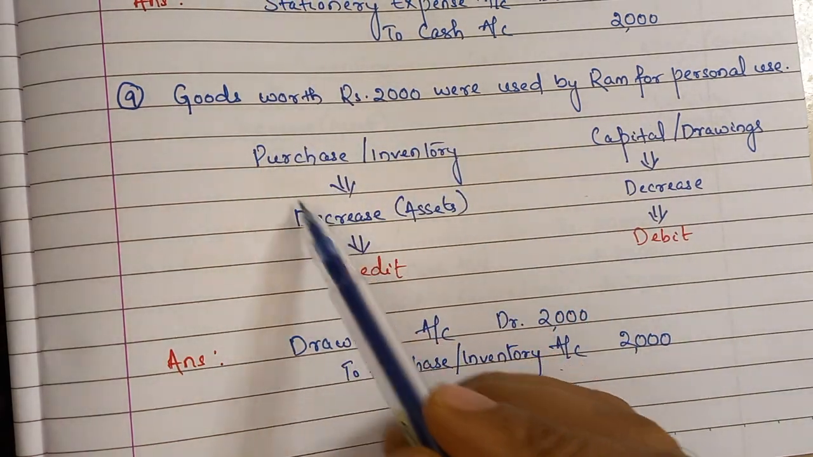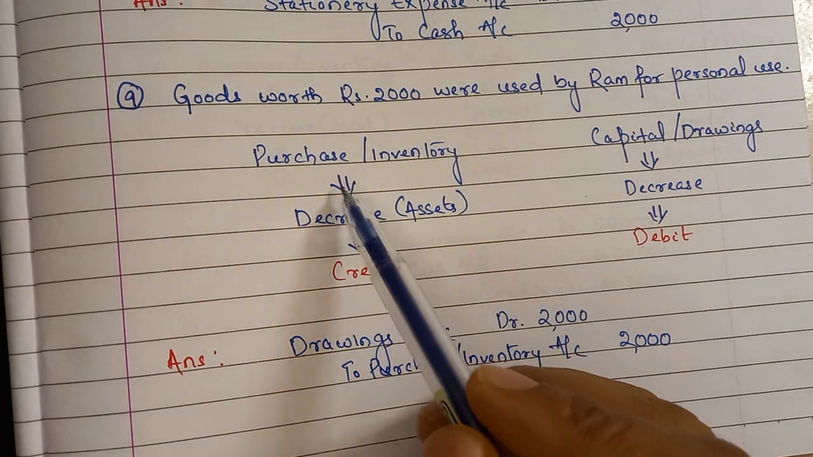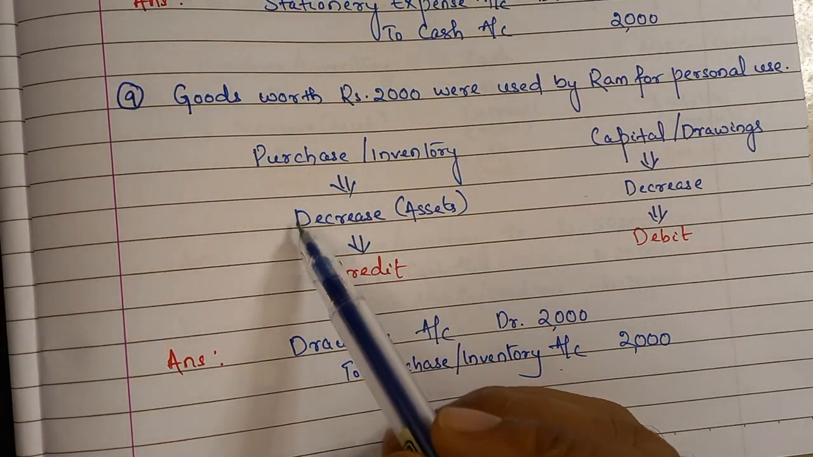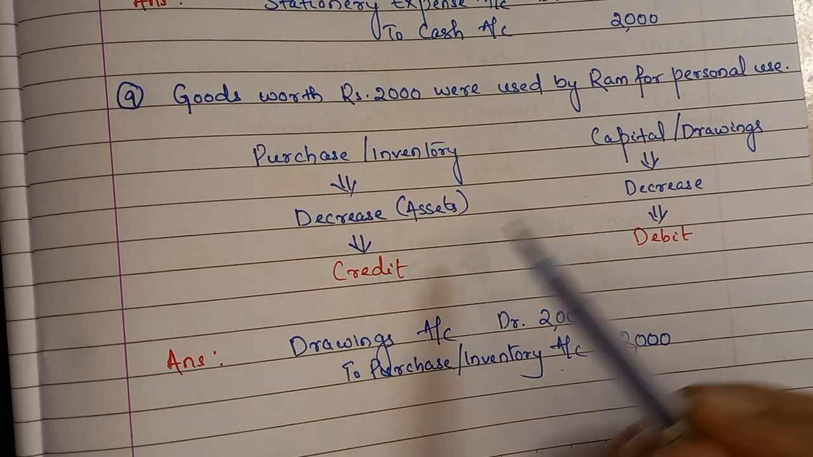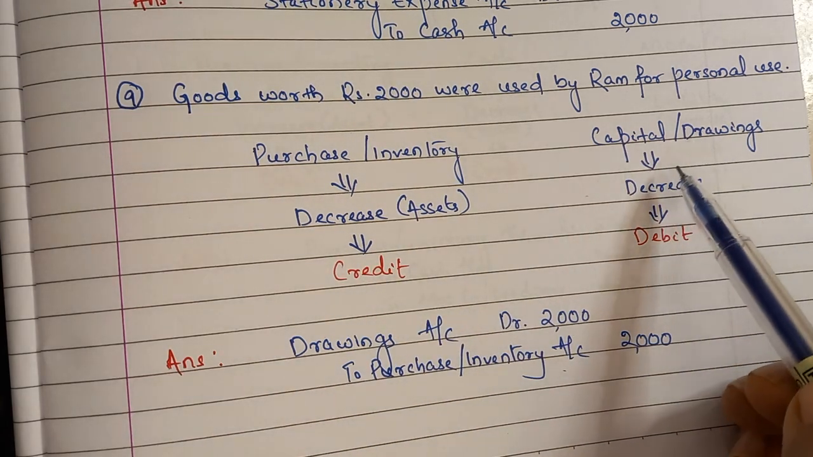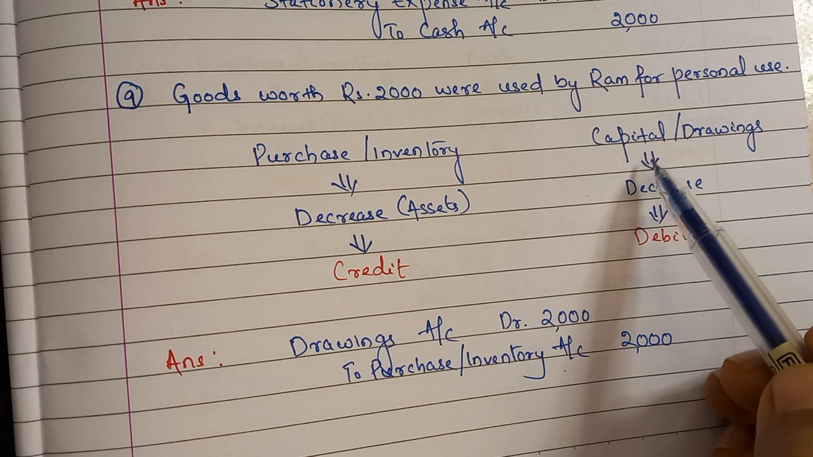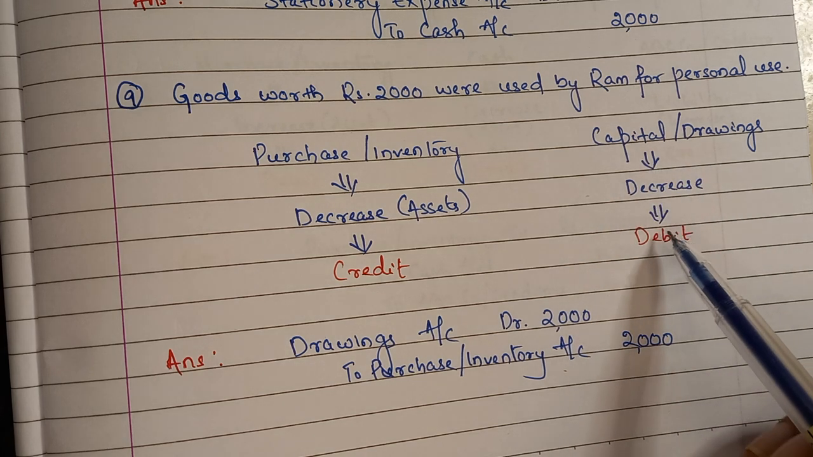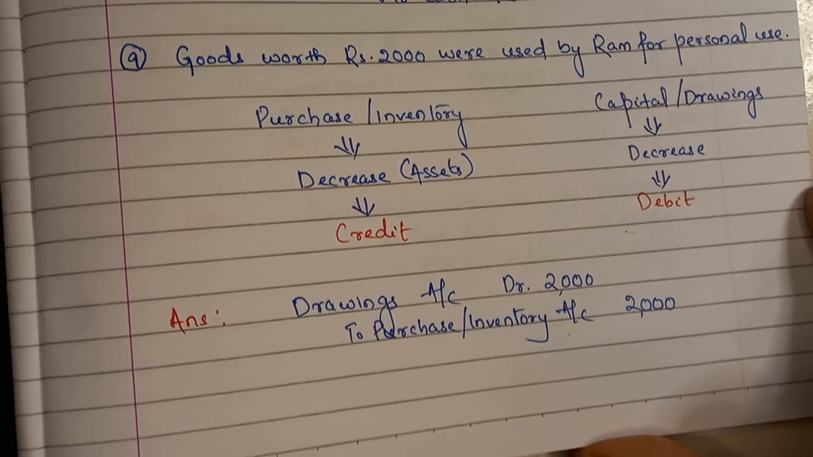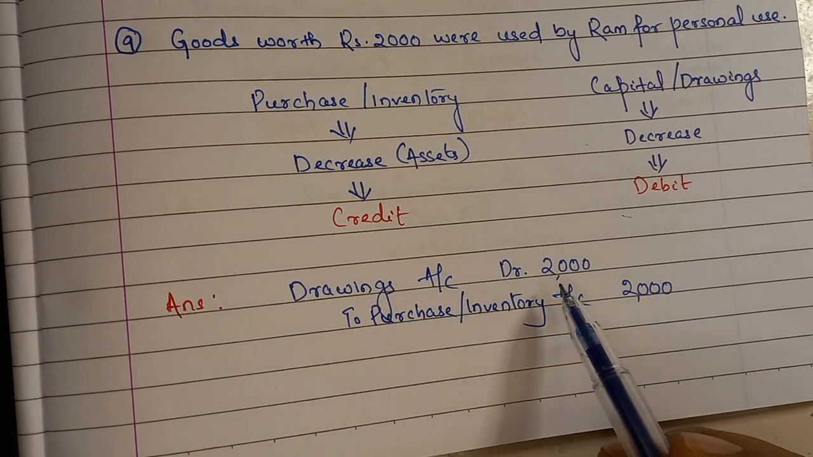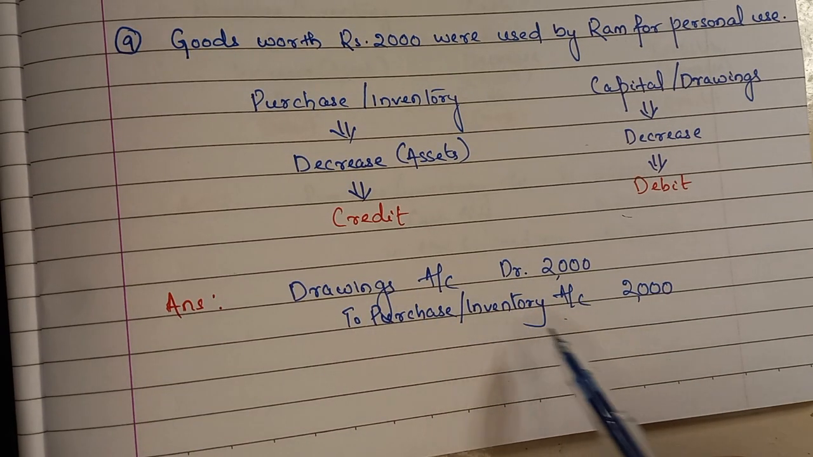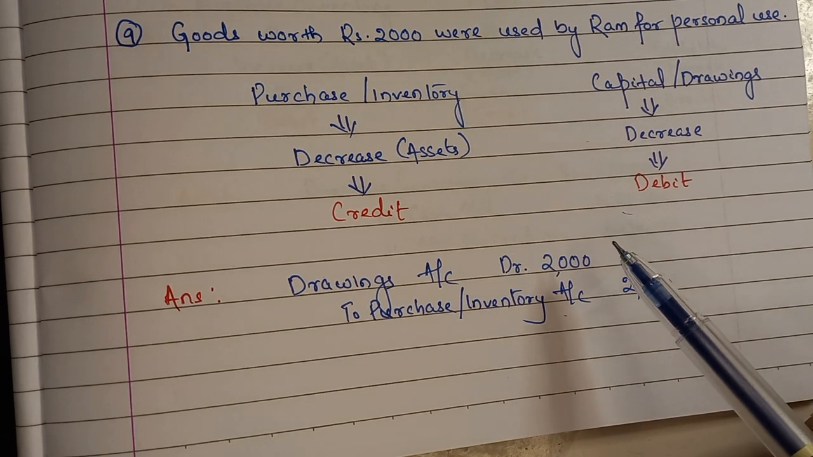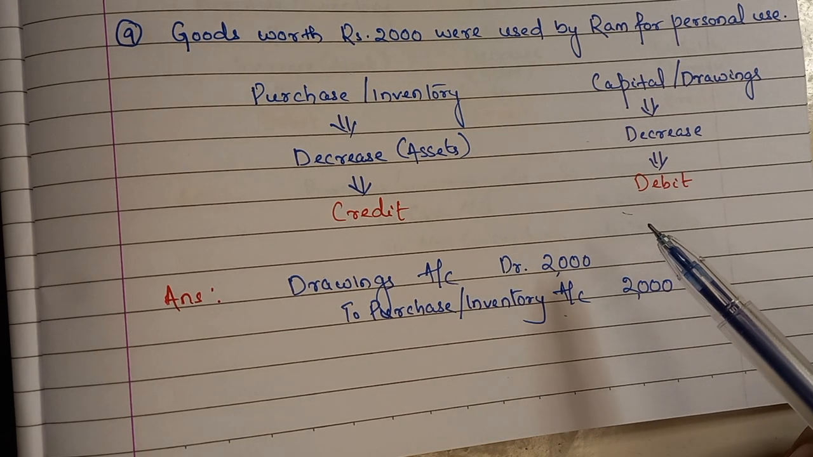Purchase and inventory is reducing because this 2000 money is going back to the owner, correct? So here the decrease is there, so it is credit. Capital, or you can say drawings, okay, when there is a reversal of capital, we can't debit capital, we have to show drawings. So decrease and it is debit, right? Now, so what is the final entry? Drawings account rupees 2000 to purchase inventory rupees 2000. Correct. So these are the few examples of journal entries.